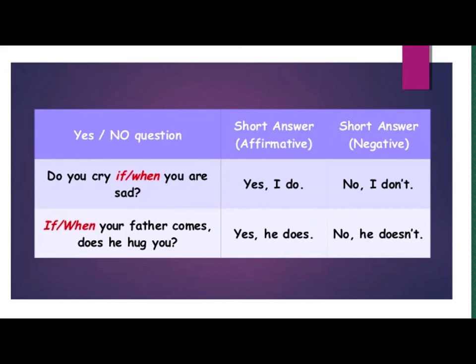Yes or no question using if. We use do or does when we are talking about questions or forming it. Do you cry if or when you are sad? Yes, I do. No, I don't. If your father comes, does he hug you? Yes, he does, or no, he doesn't.